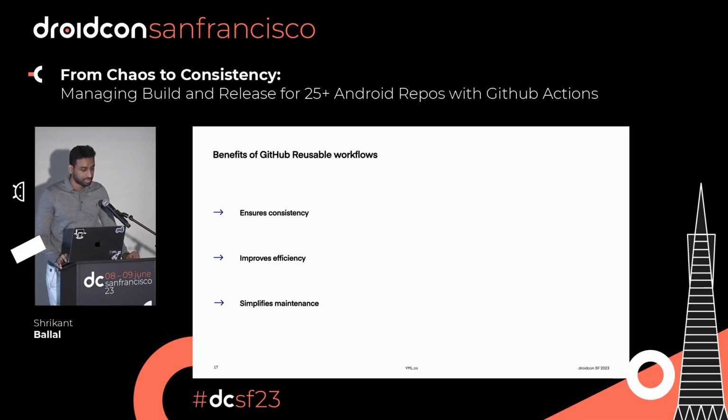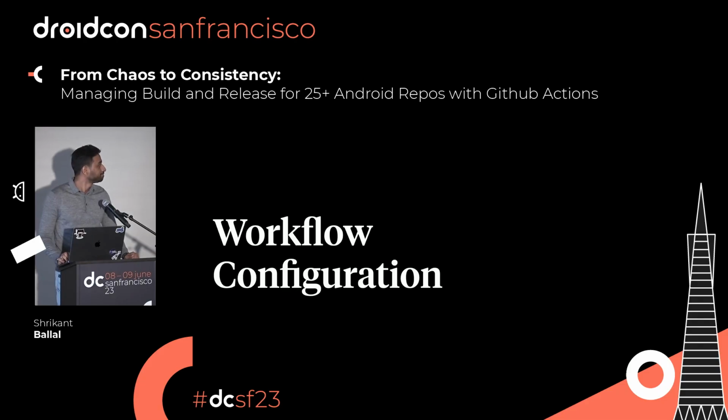So the next is what benefits we get out of the box: consistency. All the repositories will have the same quality checks implemented. It improves efficiency because we don't have to roll out the same feature across every repository. It's just one file that we have to maintain, and it simplifies maintenance. So, how should the reusable workflow be defined?